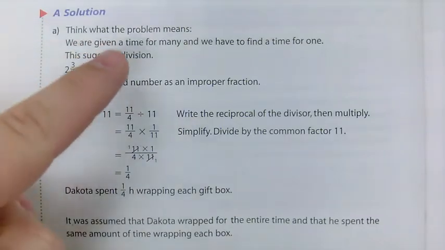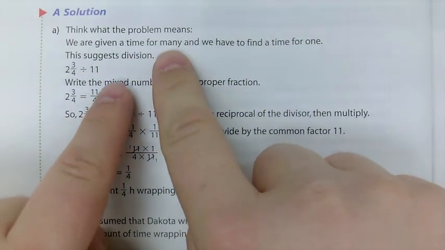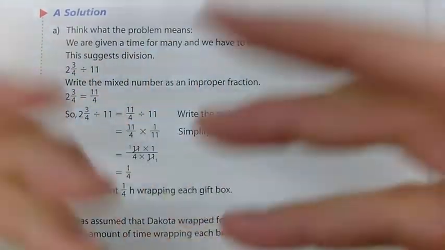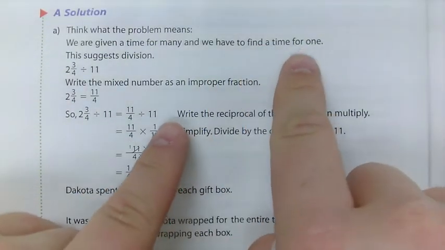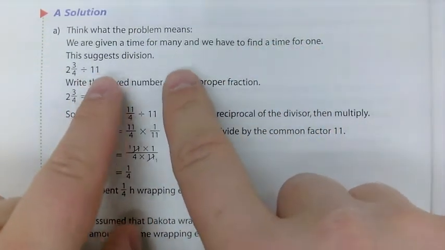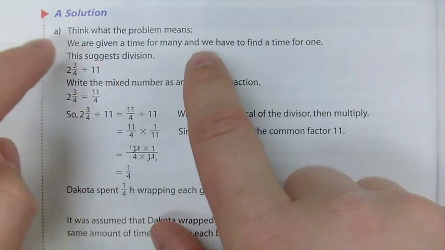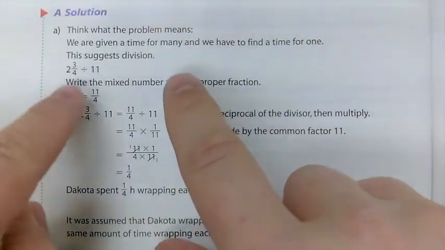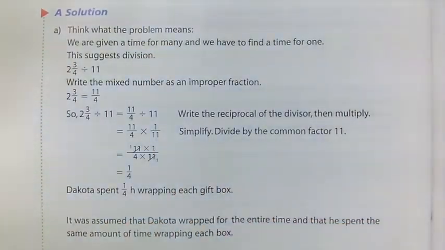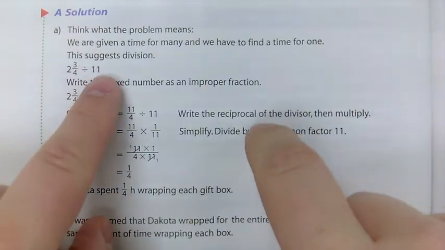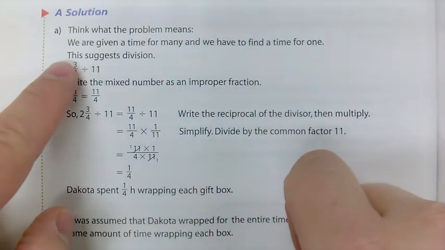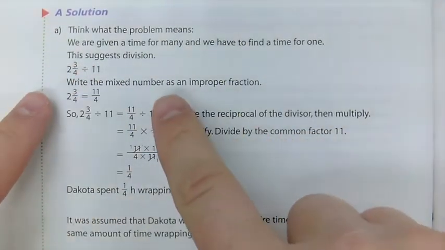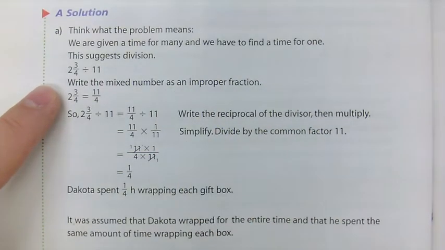We are given a time for many of the gift boxes, and we have to find the time for one of those gift boxes, right? We were given a time per 11 gift boxes. We need to figure out the time per one. So this suggests division. When we have the amount of time it takes to do a group of things, it's division. So we take our 2 3/4 divided by 11, and we write the mixed number as an improper fraction.